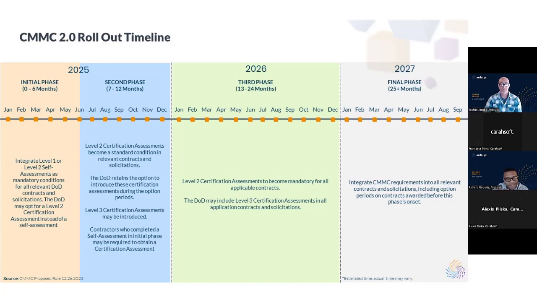This is essentially the last step before everything goes final, and all contracts will have the requirements related to the level that's needed, whether it's level 1, level 2, or level 3. So in the third phase, the level 2 certification and level 3 certs will likely be in play. That will go for about 12 months, a calendar year. These are all estimated times.